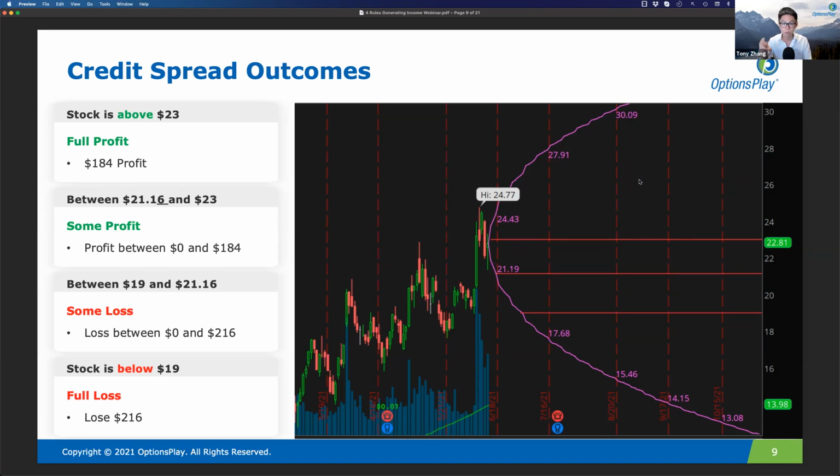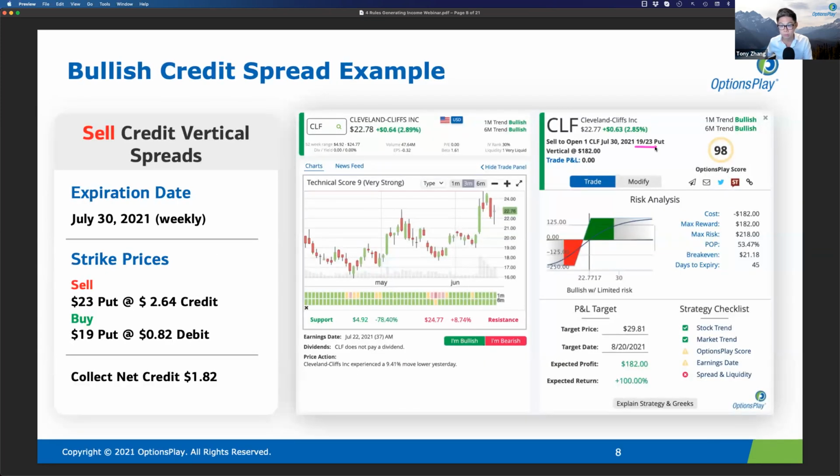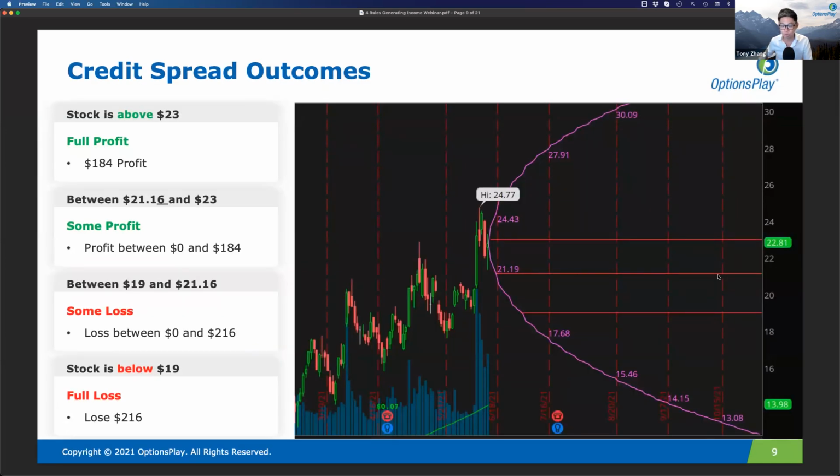But when you sell a credit spread, there are three numbers that you really need to pay attention to. The two strike prices, which are the $19 and the $23, and the break-even point on the strategy, which in this particular case is $21.18. Just to give you a sense, $21.18 is $23, the upper strike, minus $1.82. So those are the only three numbers that you really need to pay attention to on the chart.